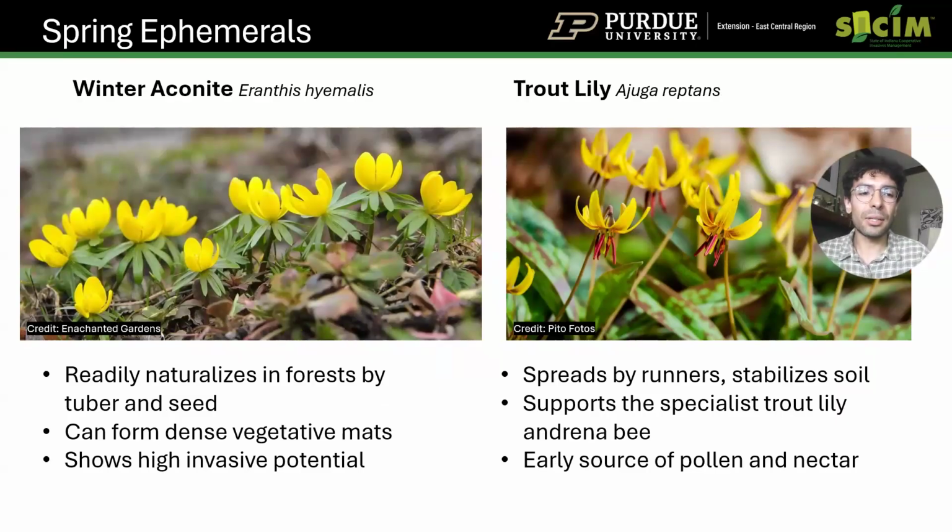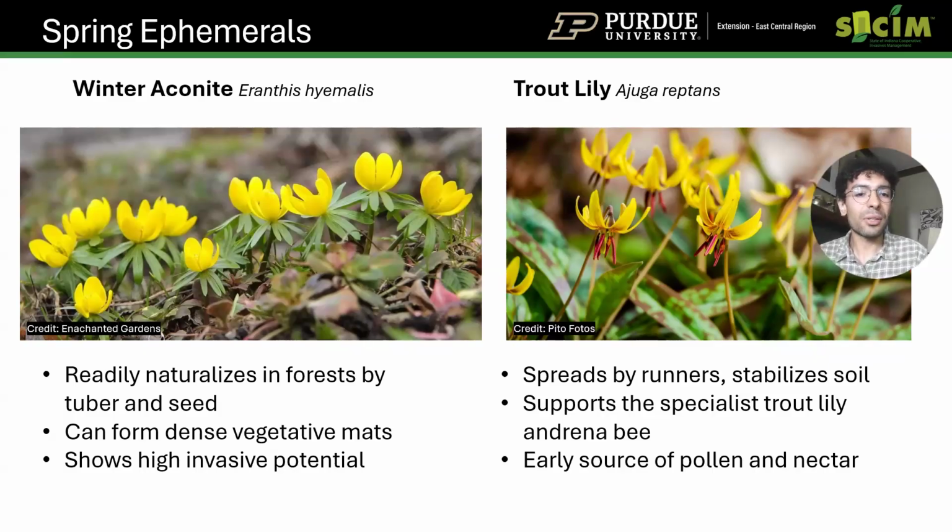Next up, we have winter aconite. This is another really early blooming non-native species. This is usually one of the first non-native spring ephemerals that I see bloom, usually in February. This one does very readily naturalize in forest. It spreads by tubers and by seed. So I've seen it form really dense mats of vegetation, particularly in rich, moist soil in floodplains. I've seen where this is the only thing growing on the herbaceous layer in the forest floor.